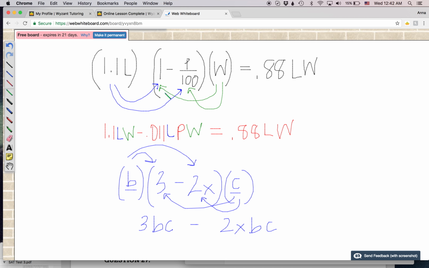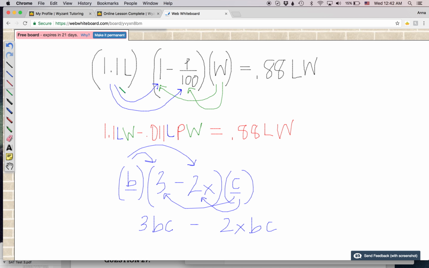Inside this middle set of parentheses, we have two terms, a 1 and a negative p over 100. So if it's 1 minus p over 100, this means we have two terms. But the w is being multiplied by both of these things, and the 1.1L has to be multiplied by both of these things. That's because both of them are just parentheses outside touching, which means they both need to be multiplied by each term. So you see we do this with the blue arrows.